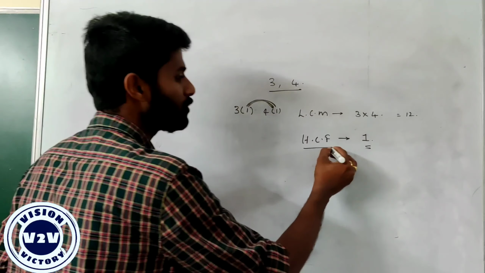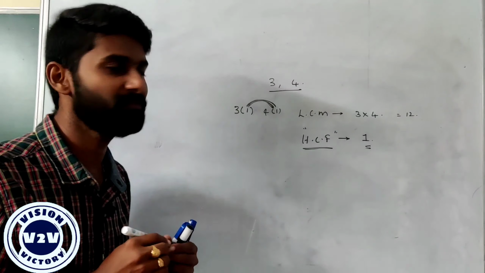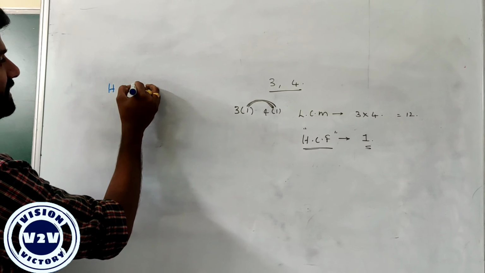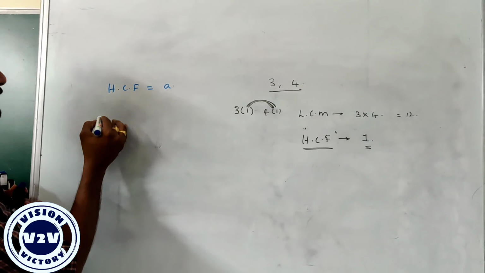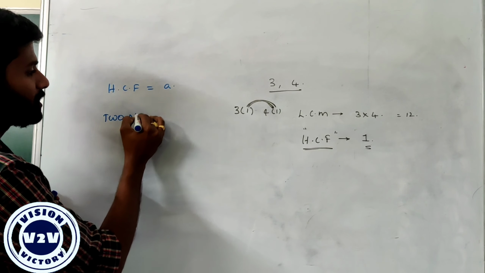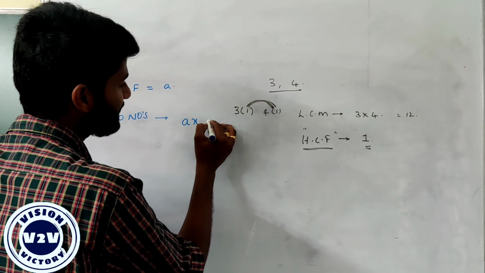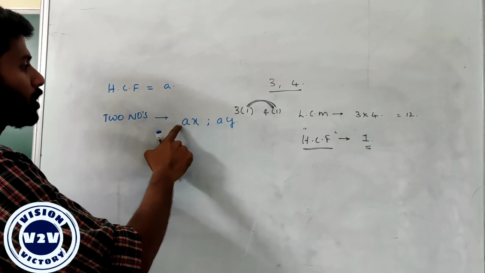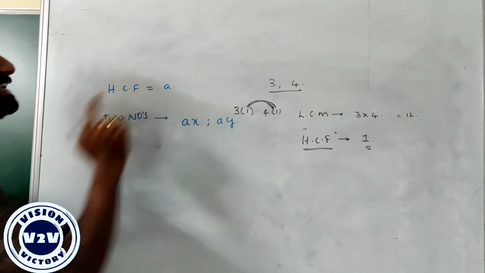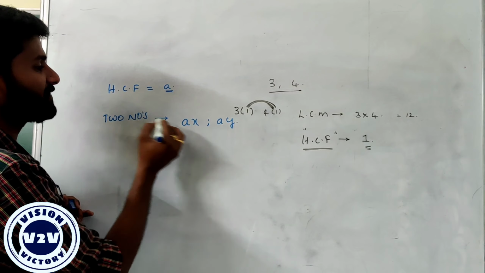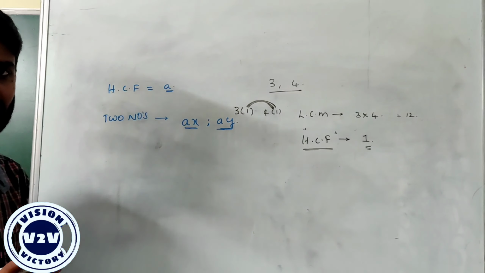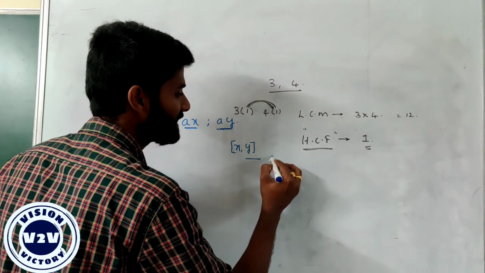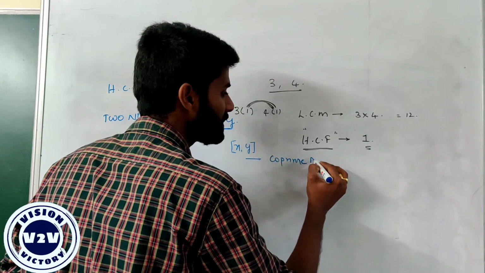Here we will go with one important concept. If the HCF is given, we can find the LCM or any other application. For example, if the HCF is given as A, and you want two numbers, I just consider those two numbers as AX and AY. See, AX and AY, if you go with the highest common factor of AX and AY, that is A only. That's why if the HCF is given, consider two numbers, AX and AY. Here the important application is that X and Y are decided as co-prime numbers.